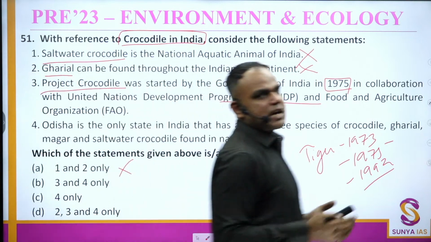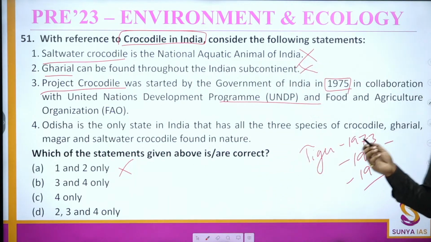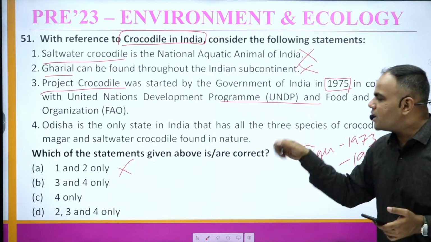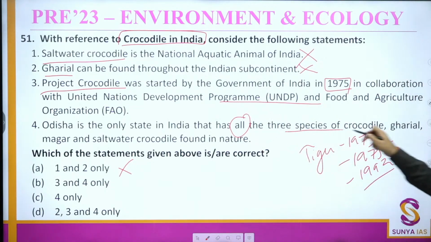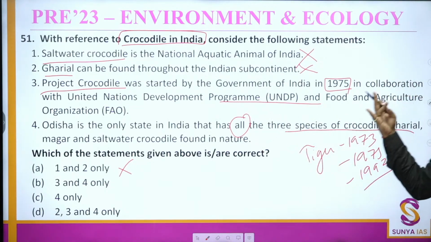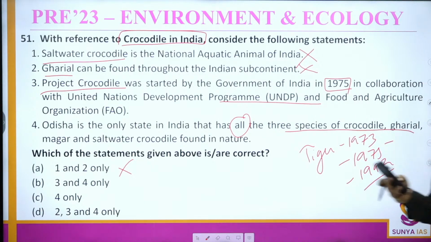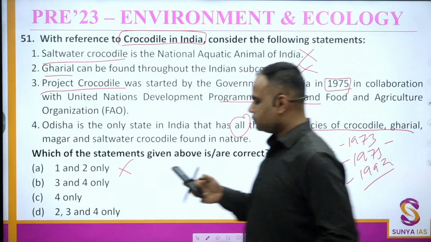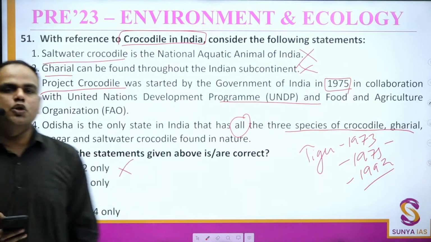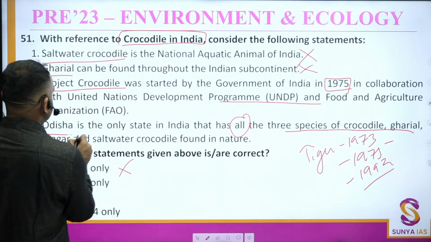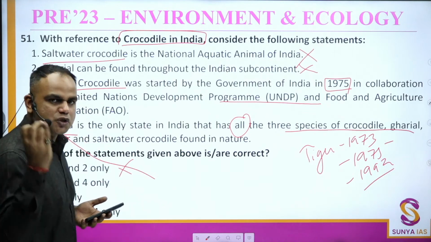Then statement number 4, let's see. Statement number 4: Odisha is the only state in India that has all the 3 species of crocodile, right? Ghadial, Magar, and the saltwater crocodile. Is it true? Yes, this is true. And the name of the district in Odisha is the Kendrapada district.